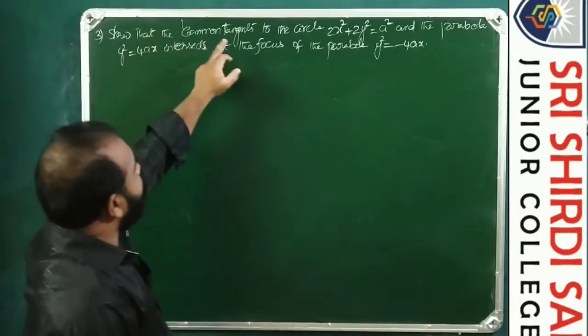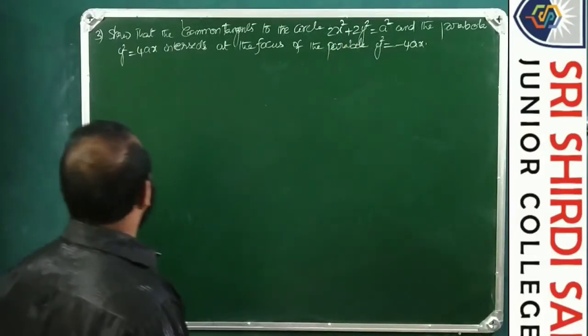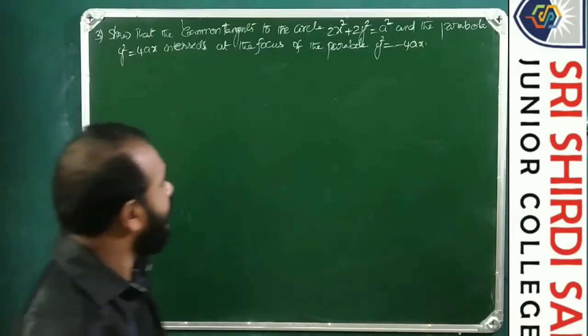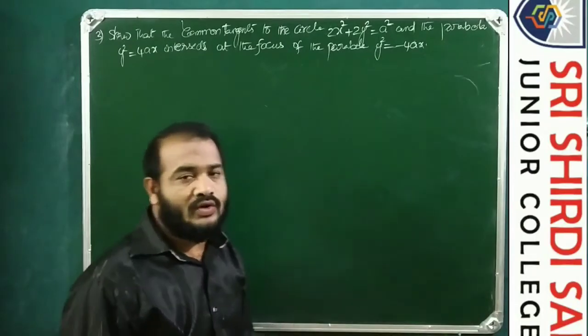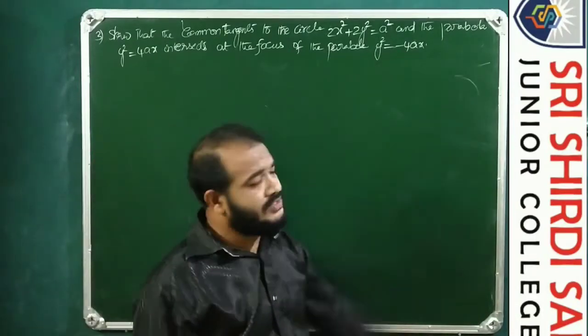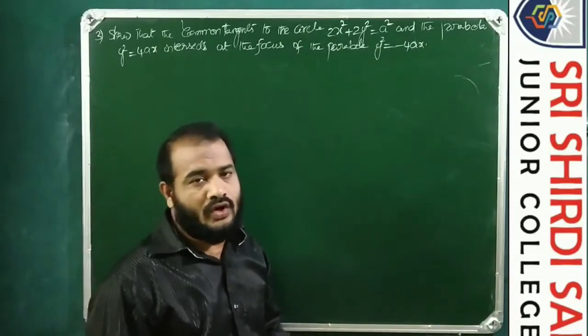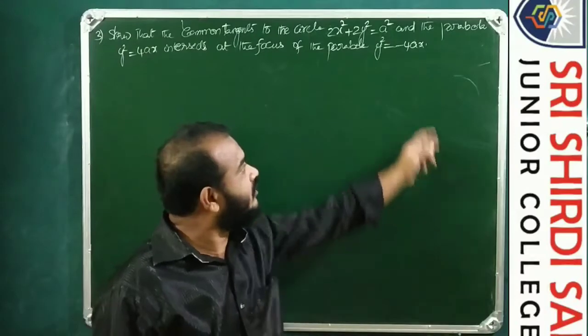Show that the common tangents to the circle 2x square plus 2y square equals to a square and the parabola y square equals to 4ax intersect at the focus of the parabola y square equals to minus 4ax. So what is the focus of this parabola? Minus a comma 0. So that point of intersection of the tangents, if we solve, then we should get minus a comma 0, which is the focus of this parabola.